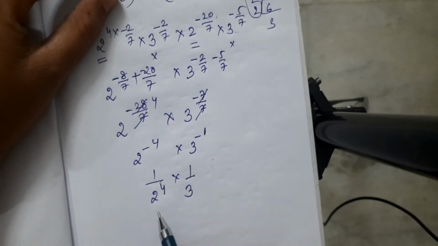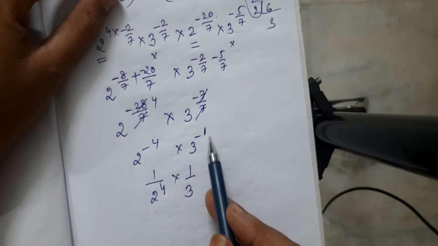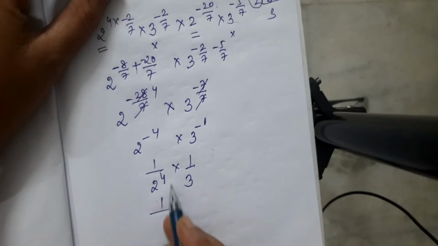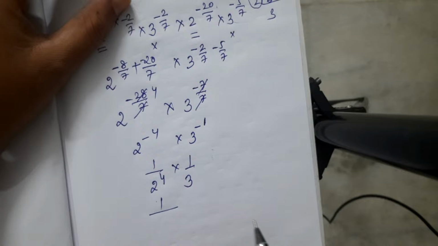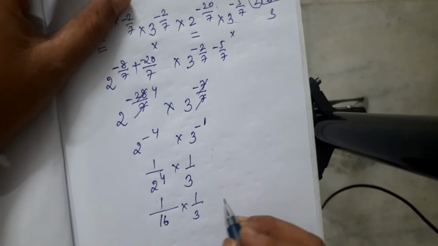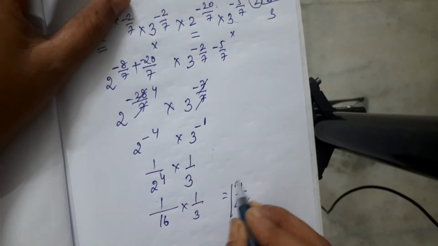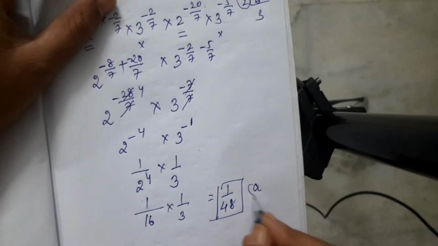Minus 4 is there, I shifted it to the denominator. Minus 1 is there, so no need to write anything, only 3 got shifted. 2 raised to power 4, okay, 1 by 48, very nice. 16, very nice Ritvik. 16 3s are 48, so the final answer is 1 by 48. So this is option A.